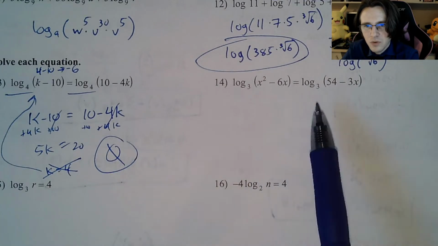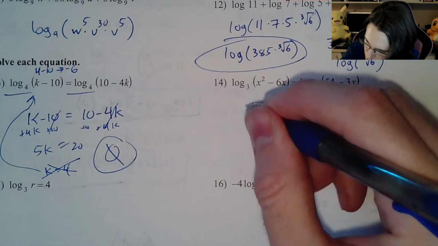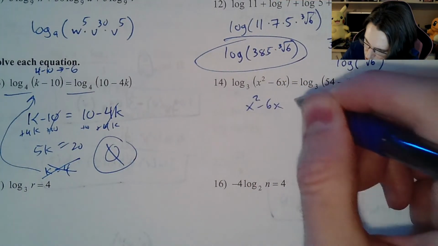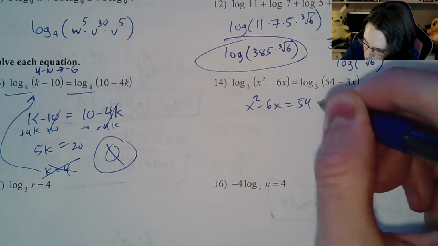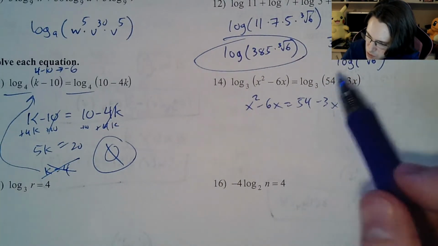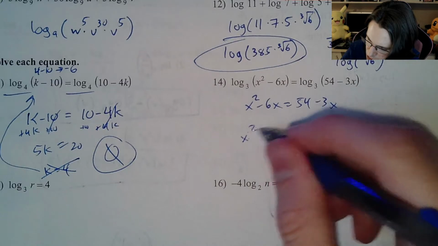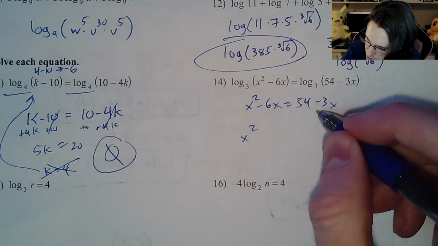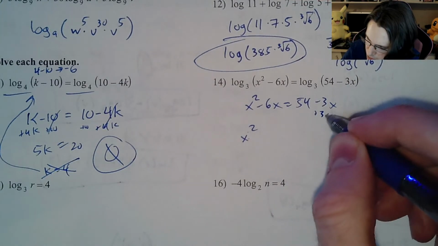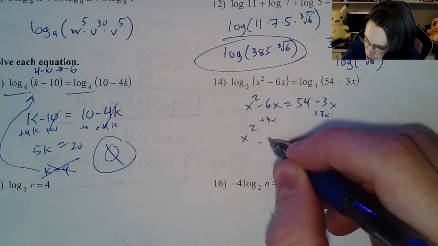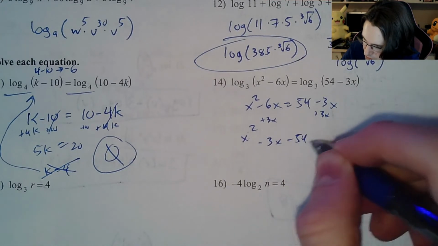So we have log base 3 on both sides. Again, it kind of just cancels out. We got x squared minus 6x equals 54 minus 3x. Let's move everything to the left-hand side. I'm not going to show every single thing at work, but I'll add 3x here, add 3x here. You get -3x. Becomes a -54 on the right hand side.